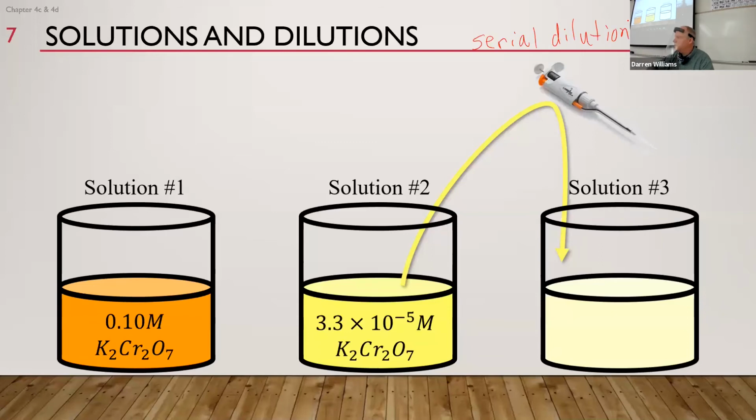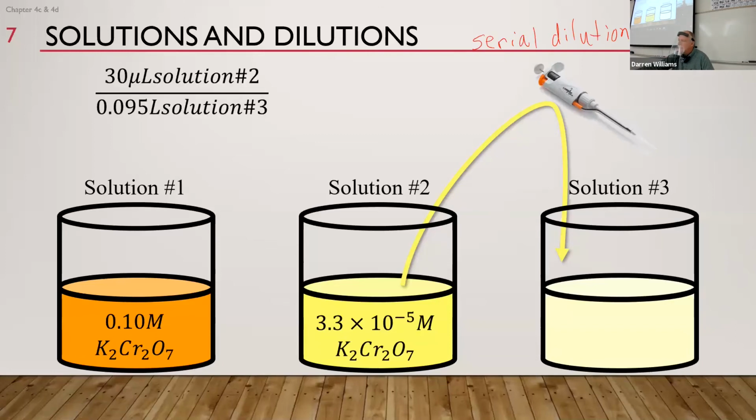Okay, so serial dilution is when you take that next amount out of the diluted solution. So this going from solution 2 to solution 3, this is what makes it a serial dilution. It's a chain. And so we have now 30 microliters of solution 2, and we dilute that to 0.095 liters of solution. So close to 0.1, but not quite. I just made these numbers up.